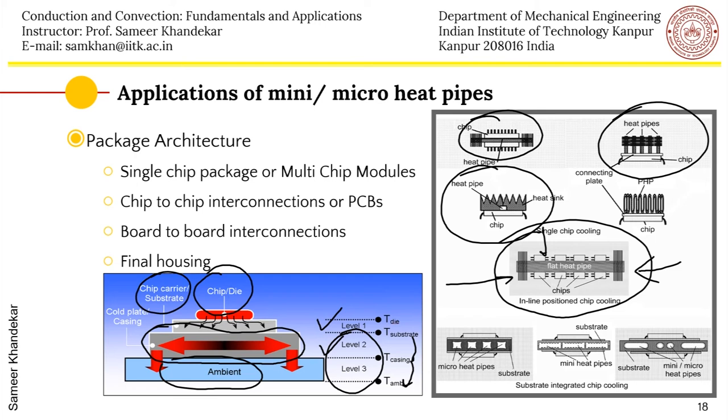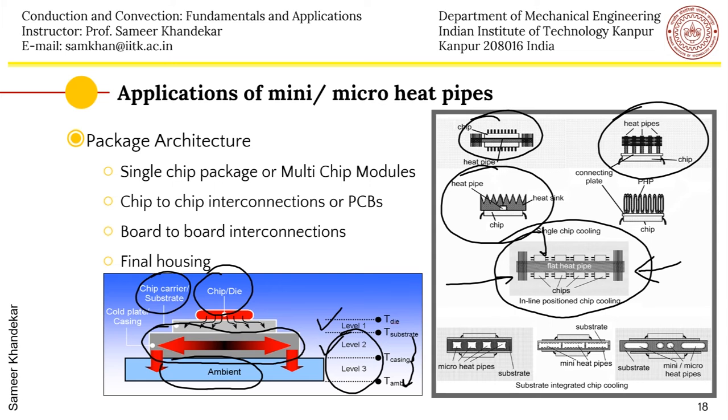So here again, another example of electronics cooling or IGBT cooling, you can see several heat pipes. They are connected to a thyristor. Here you again see a power transistor which is connected to a heat pipe and a heat sink.